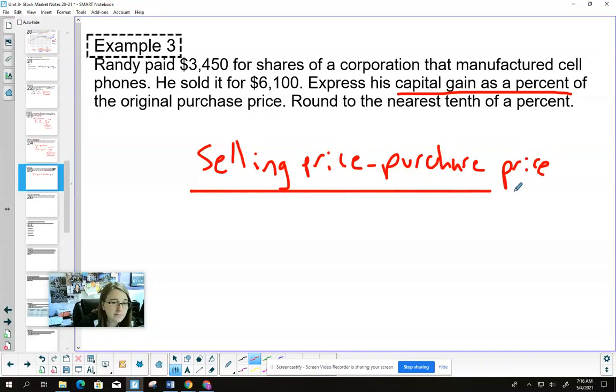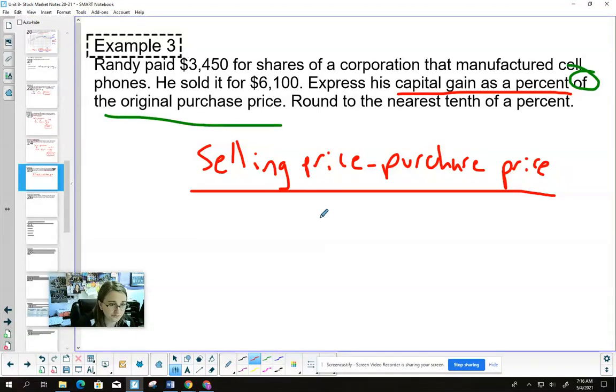As a percent means we're going to divide, right? If you recall, we had questions that said, what percent? We would divide every single time, no matter the context of the question. If it says what percent, we are dividing. Now, what we're dividing by is what it tells us right here: the original purchase price. So it is the selling price minus the purchase price, that's capital gain, out of the original purchase price. Our answer is going to say how much profit you made as a percent of what you had to spend to begin with.